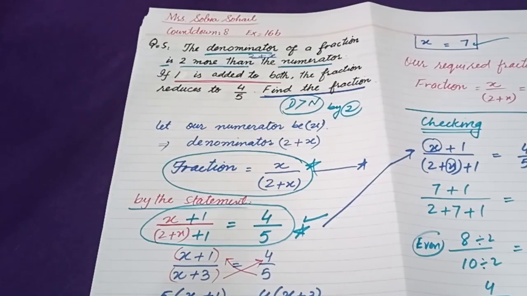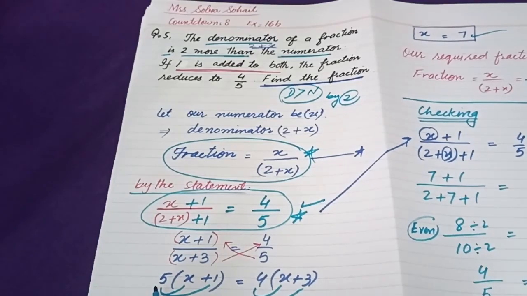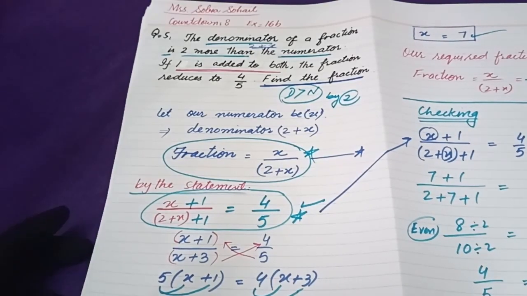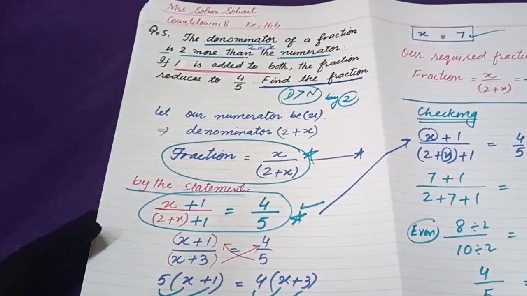5 multiplied by x and 5 multiplied by 1. 4 multiplied by x and 4 multiplied by 3. 5 times x will become 5x. 5 times 1 will become 5. 4 times x becomes 4x. 4 times 3 becomes 12.